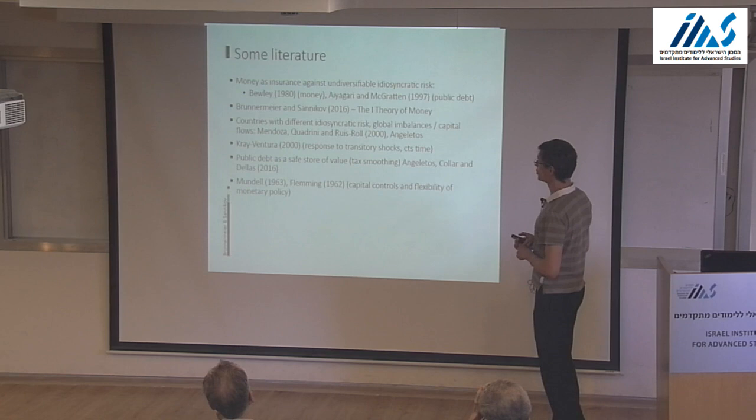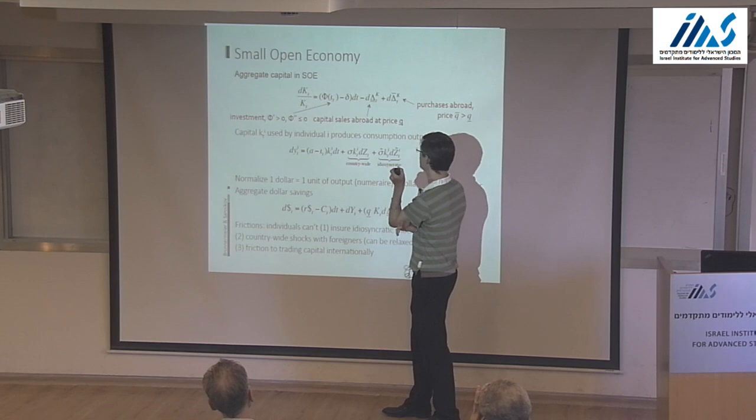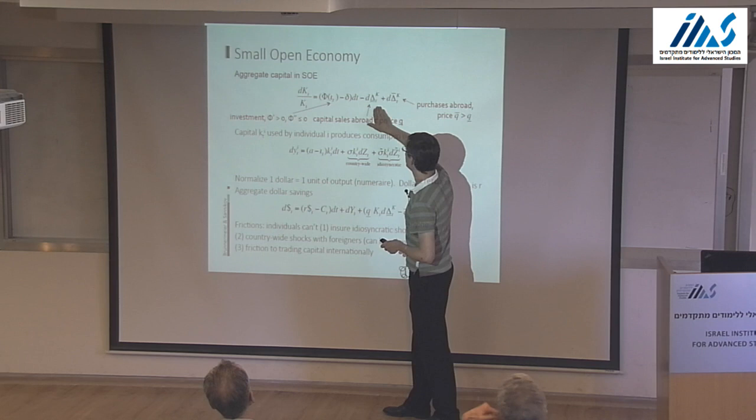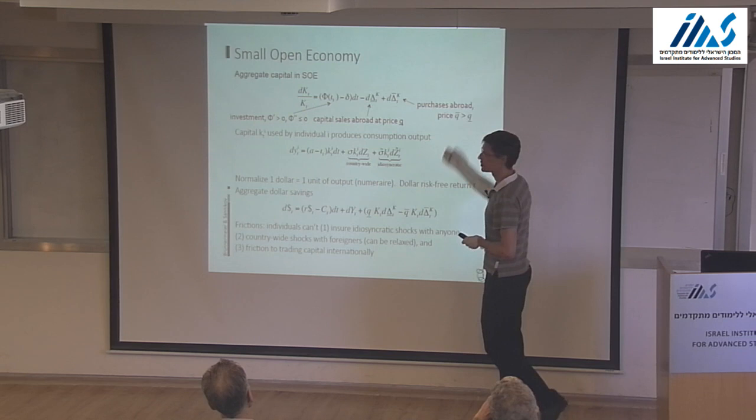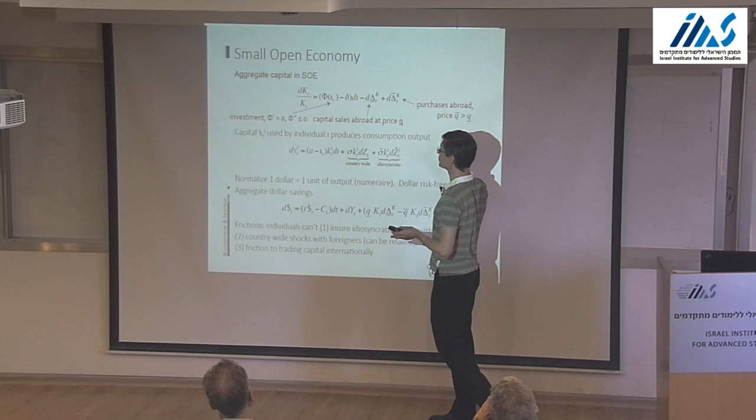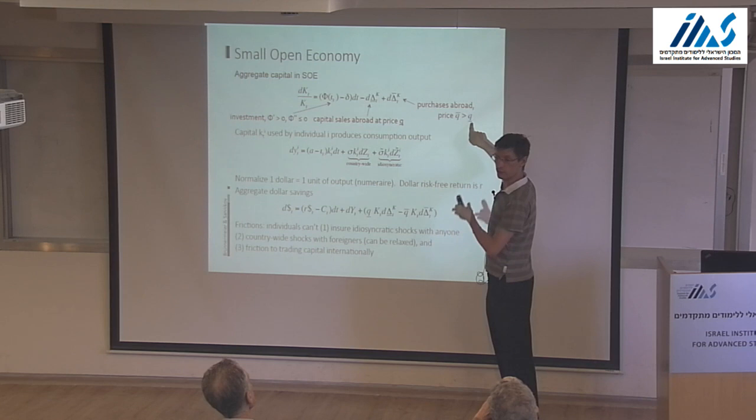So the model is a small country, and people in a small country can use capital for production. This is an investment technology like the one you've seen. They can sell capital abroad, and they can buy capital from abroad. There is a sales price, which is low, and a purchase price, which is high. This assumption is partially made for numerical reasons, so that we have a bounded state space. But partially, this parameter allows for borrowing international debt and basically creates a natural borrowing limit.